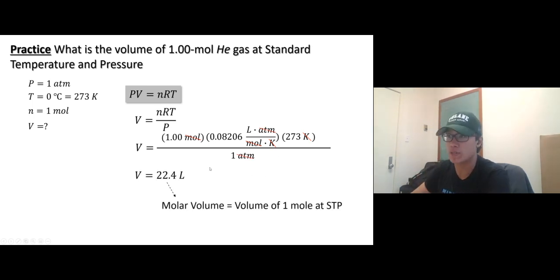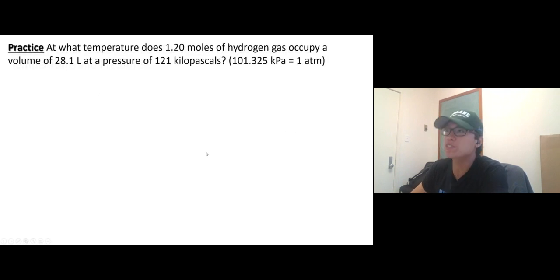That's the molar volume. So I mentioned before, for all gases in this world at STP, 1 mole of those gases has a volume of 22.4 liter. 2 moles, 44.8, 3 moles, well, you do the math there. All right, one more time.